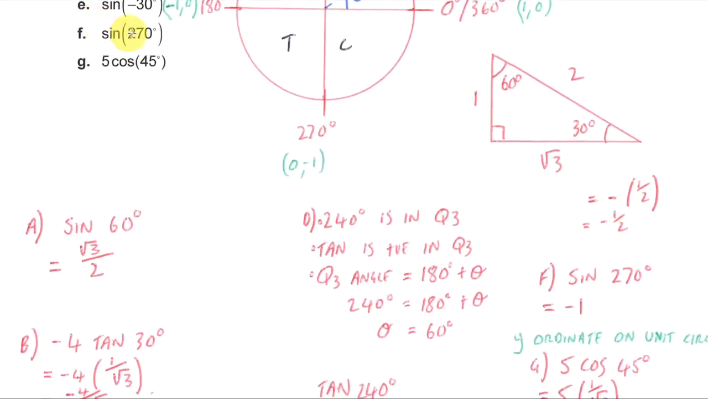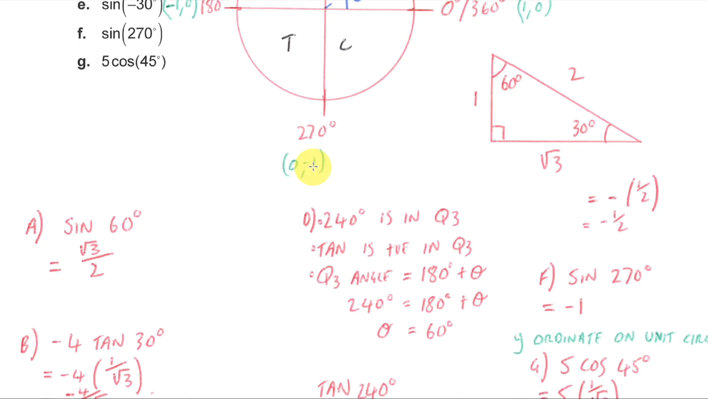F, I've got sine of 270 degrees. So my unit circle is up here at the top. I start from there and rotate all the way around to here, 3/4 of a circle, to get to 270 degrees. You'll see that that's the same thing as being an xy position of 0, negative 1.